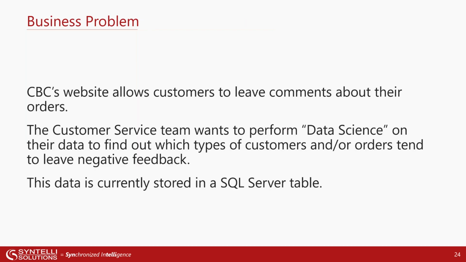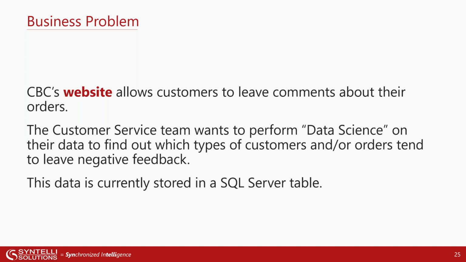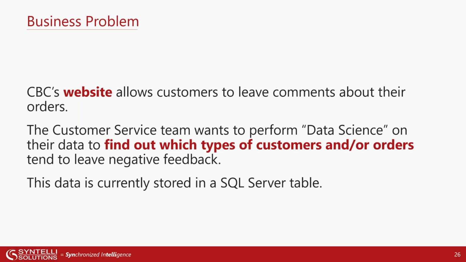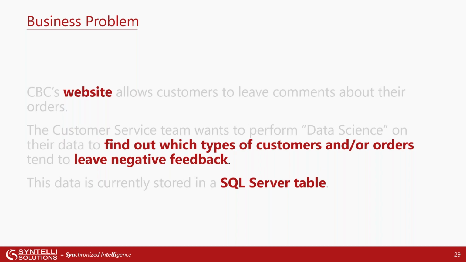Well, let's find out. So first thing we see here that's really relevant in this business problem, website. Website's hugely important here, and we'll see why in a minute. Also, they want to find out which types of customers and or orders, meaning they need to be able to identify these customers and orders, or at least their type. And they want to be able to understand negative feedback. Negative feedback is the key here. Also, this data is stored in a SQL Server table, meaning that they likely have database administrators or some sort of developers to handle that database. So everything else fades away, and this is the core of our problem.